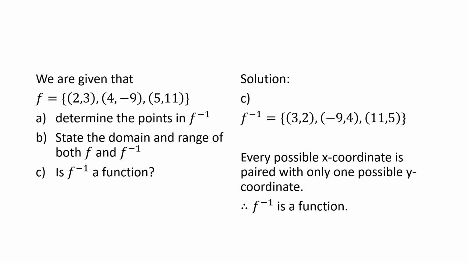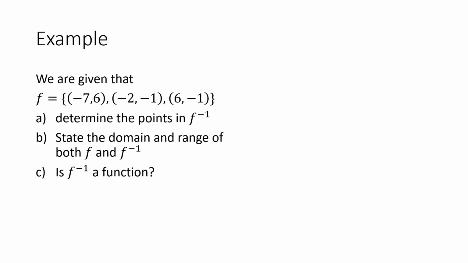Now for part C, we see f inverse is (3, 2), (-9, 4), and (11, 5). Every possible x coordinate is paired with only one possible y coordinate. Therefore, f inverse is a function.